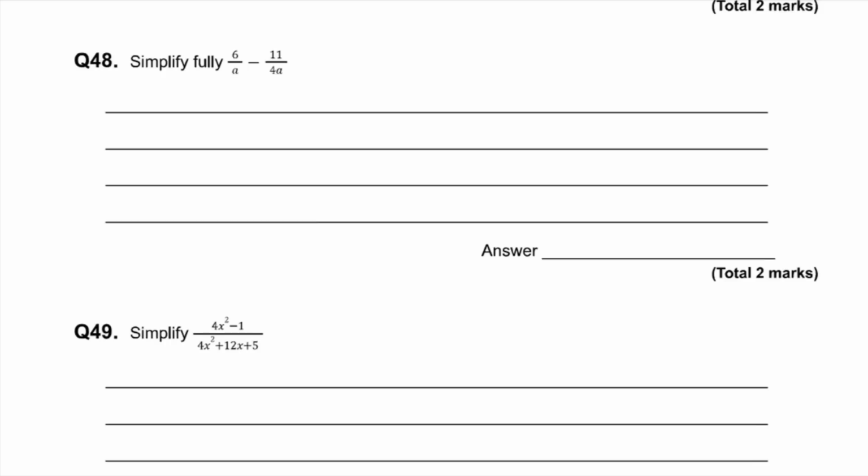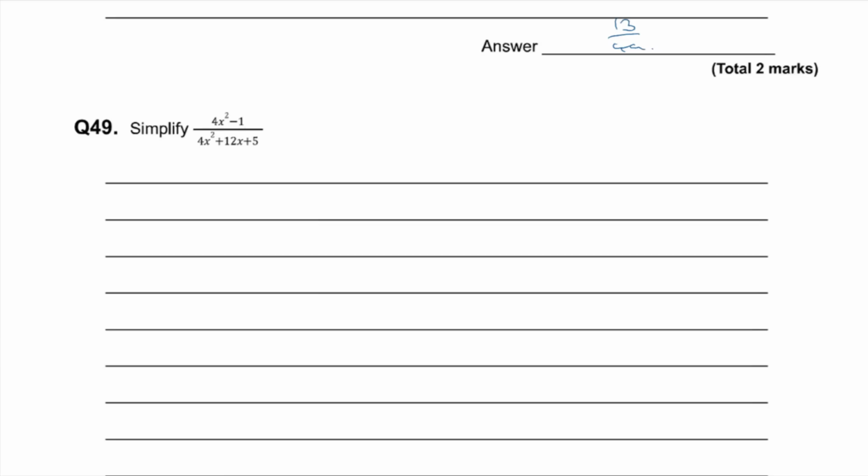Question 48, simplify fully 6 over a minus 11 over 4a. Okay, so what's the common denominator out of a and 4a? Well, 4a is 4 times bigger than a. So if I multiply top and bottom through by 4, I'll get 4a on both of them, and then I can just do the subtraction, can't I? So that's the same thing as 4 times 6, that's 24 over 4a, minus 11 over 4a. Now I've got the same denominator, I can just simply subtract the numerators. 24 take away 11, that's 13. So I'm just going to get 13 over 4a. That's my final answer, 13 over 4a.